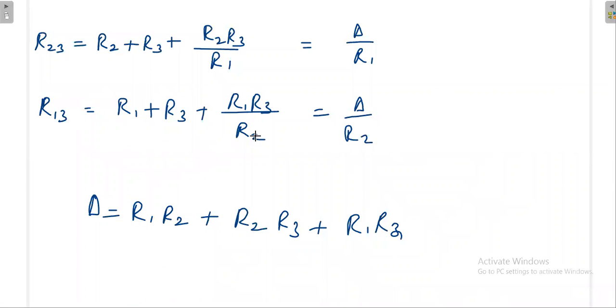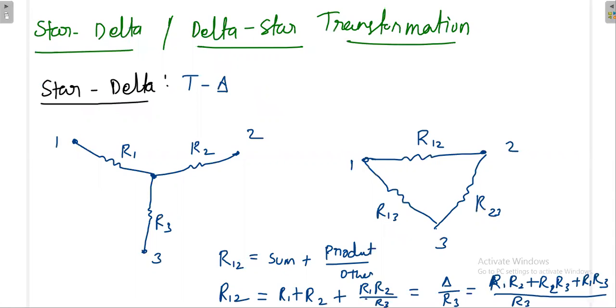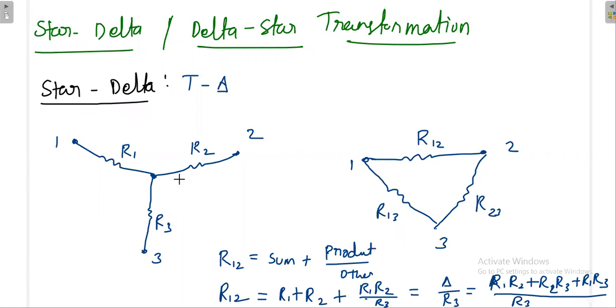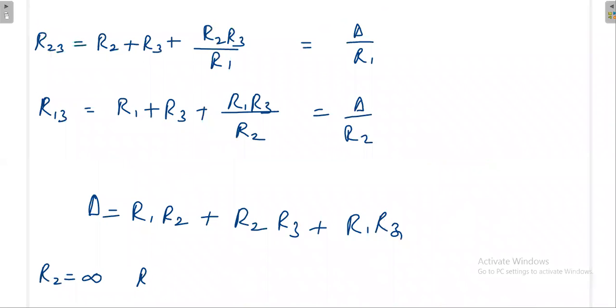When R2 is infinite, 1 divided by infinite is 0. I am doing just a cross check, putting R2 equal to infinite. That means this is open, and I can remove R2 completely. Then when I want to measure R13, I will not worry about R2 because that is removed now. So that is simply R1 plus R3.